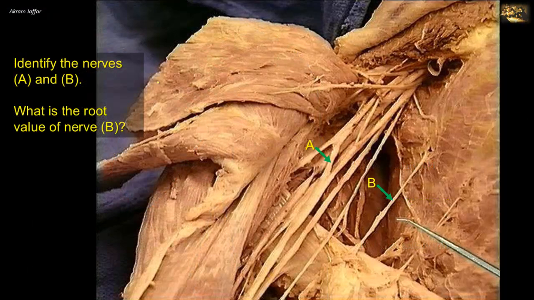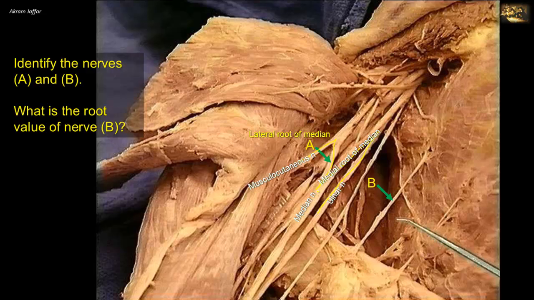Identify the nerves A and B. What is the root value of nerve B? In order to identify nerve A, let's try to find the capital M here. And so the lateral limbs of the M are the musculocutaneous and the lateral root of the median nerve. So A is the lateral root of the median nerve. It unites with the medial root of the median nerve to form the median nerve.